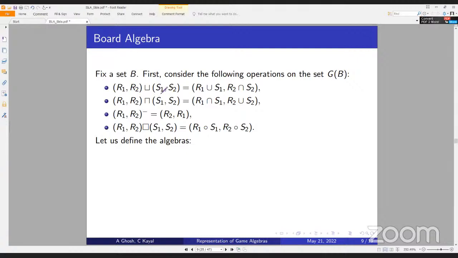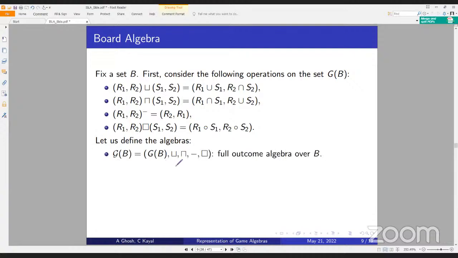If it is a choice, the first player will be choosing between R1 and S1, but R2 and S2 will be for all players. And similarly here, the minus is where they switch their roles, and this concatenation is composition. So now we define the algebra.